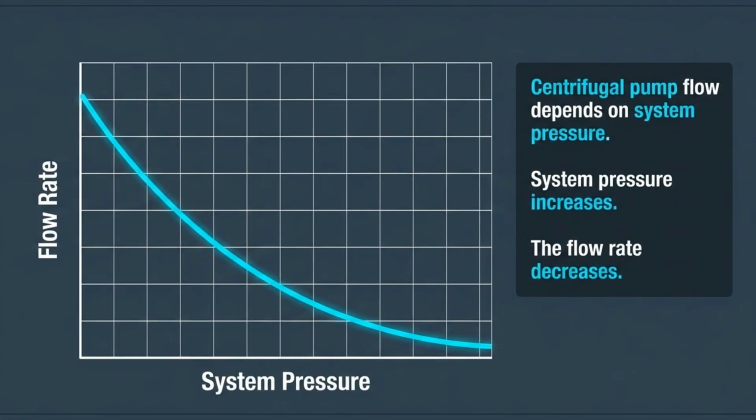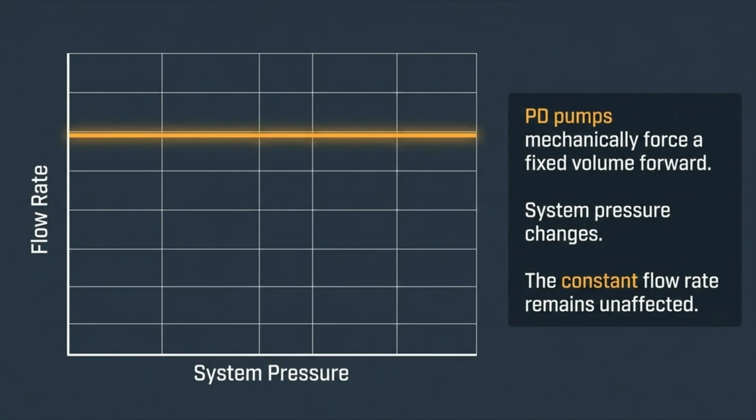A key difference is how they respond to pressure. For a centrifugal pump, the flow rate depends on the system pressure. As that pressure increases, the flow rate decreases. Conversely, PD pumps mechanically force a fixed volume forward. Even as system pressure changes, the constant flow rate of a PD pump remains largely unaffected.